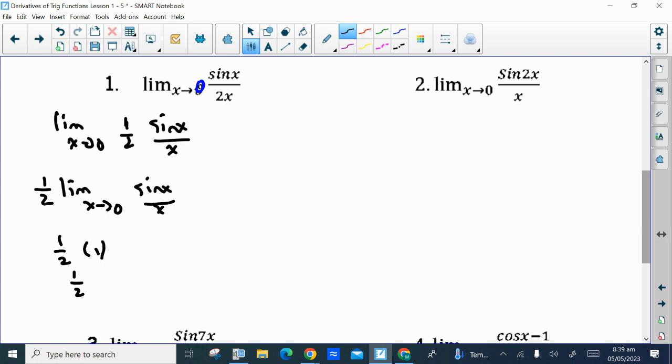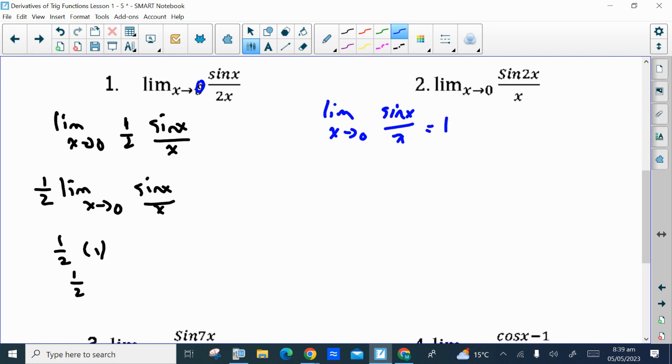Okay, looking at number 2. We want to find the limit as x approaches 0 of sine 2x over x, right? Again, 0 is a non-permissible value. It cannot be found by just straight substitution. But remember, we know that the limit as x approaches 0 of sine x over x is 1.